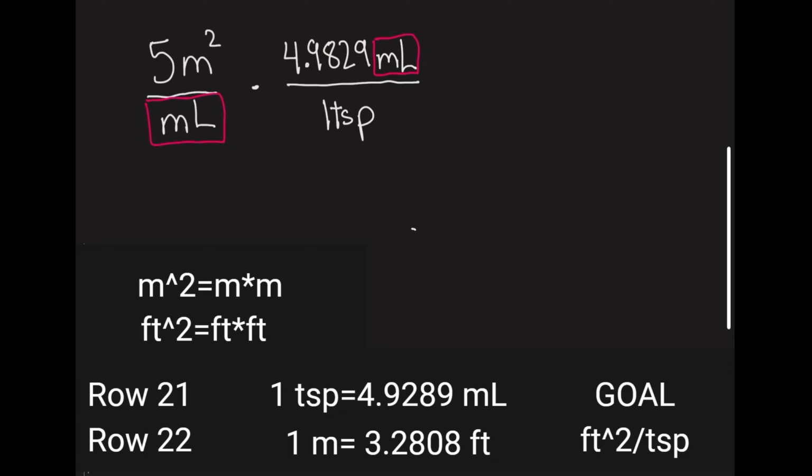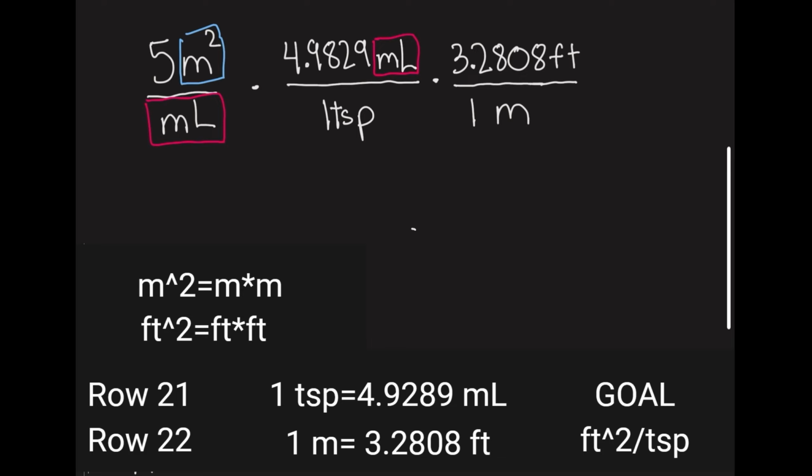First, let's find the conversion between meters and feet, located in row 22. It says 1 meter is equal to 3.2808 feet. And again, right now my meters are in my numerator. So if I want to get rid of them, I need to go place them in my denominator. And right now my meters is just 1 meter. And that goes with 3.2808 feet.